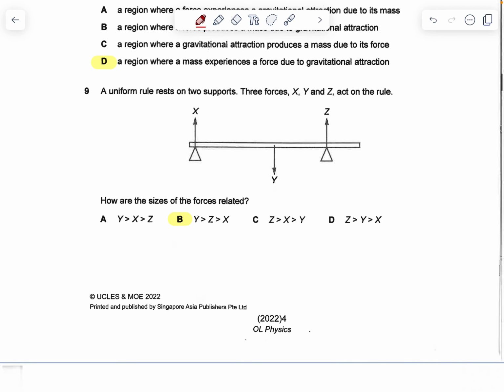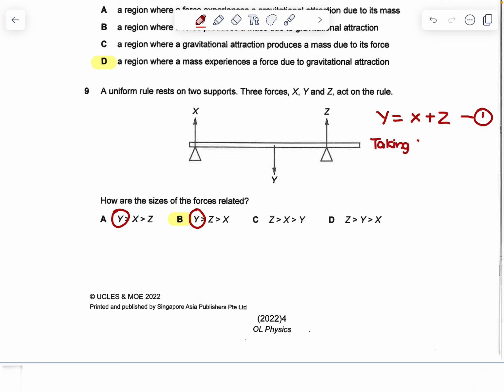Question 9. A uniform ruler rests on two supports. Three forces X, Y, Z act on the ruler. So how are the sizes of the forces related? First we have translational equilibrium. We know that Y is equal to X plus Z. That's the first equation. So you know that Y is the largest force.